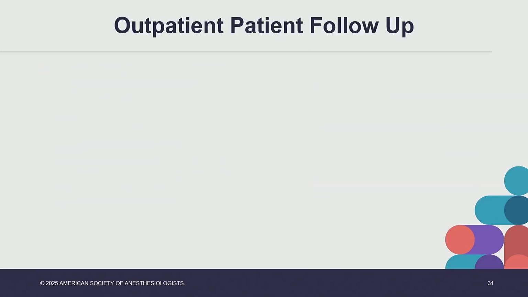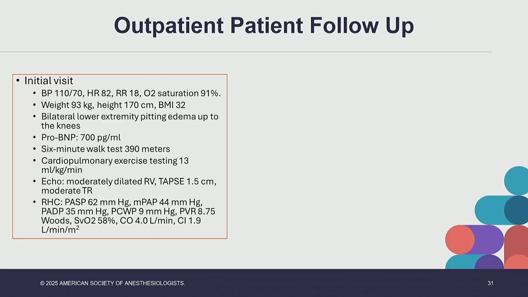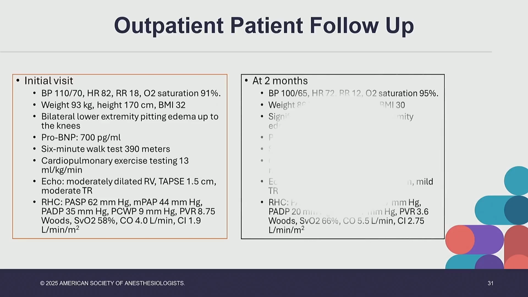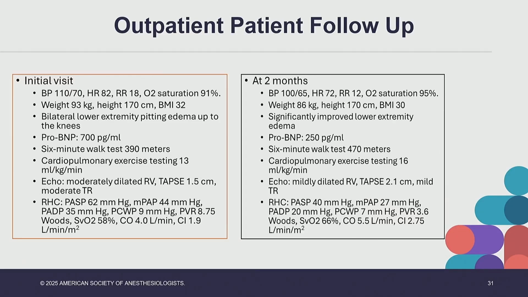Just to remind ourselves, this is how we started, and we decided to see her 2 months from the initial visit in the pre-anesthesia clinic. And you notice that overall she improved quite a bit. Her weight decreased. Her proBNP is much better. She's more functional now. She's able to walk 470 meters. Her peak oxygen consumption also increased, her echo parameters got better, and her right heart catheterization showed a normal cardiac output and normal mixed venous saturation.